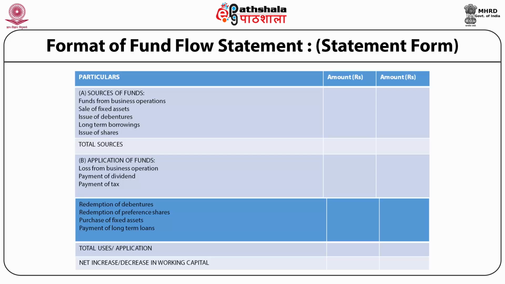Whereas application of funds include loss from business operations, fund lost in operations, payment of dividend, payment of tax, redemption of debentures, redemption of preference shares, purchase of fixed assets, and payment of long-term loans. By deducting, with the help of comparison of sources and application, we will have the knowledge of net increase or net decrease in the working capital. So the final output of the fund flow statement is the net increase or net decrease in the working capital.